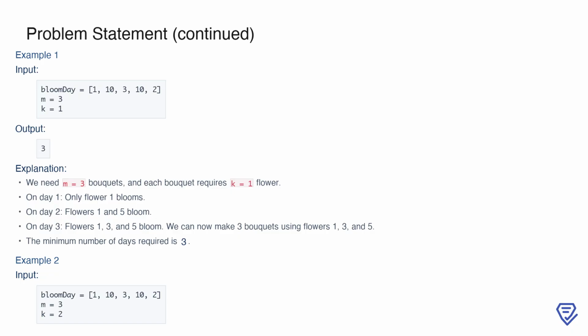By day 2, the 5th flower also blooms, allowing us to make 2 bouquets. Finally, on day 3, the 3rd flower blooms, which lets us create the 3rd bouquet. Thus, by day 3, we have enough flowers to make all 3 bouquets, and the answer is 3. This demonstrates how the blooming schedule and the values of m and k interact to determine the result.